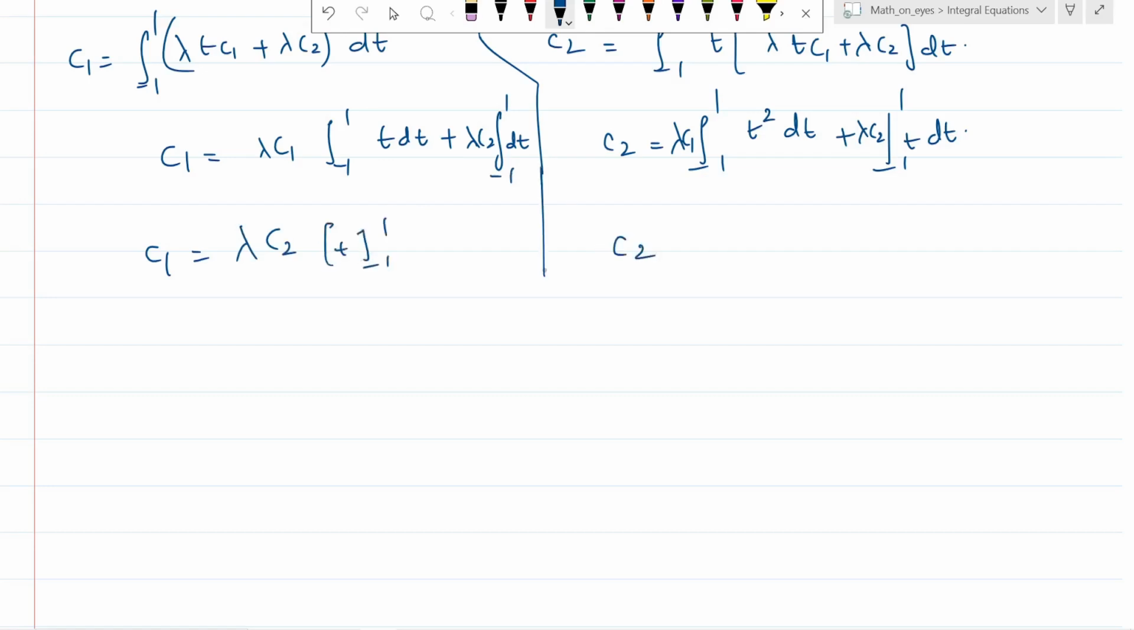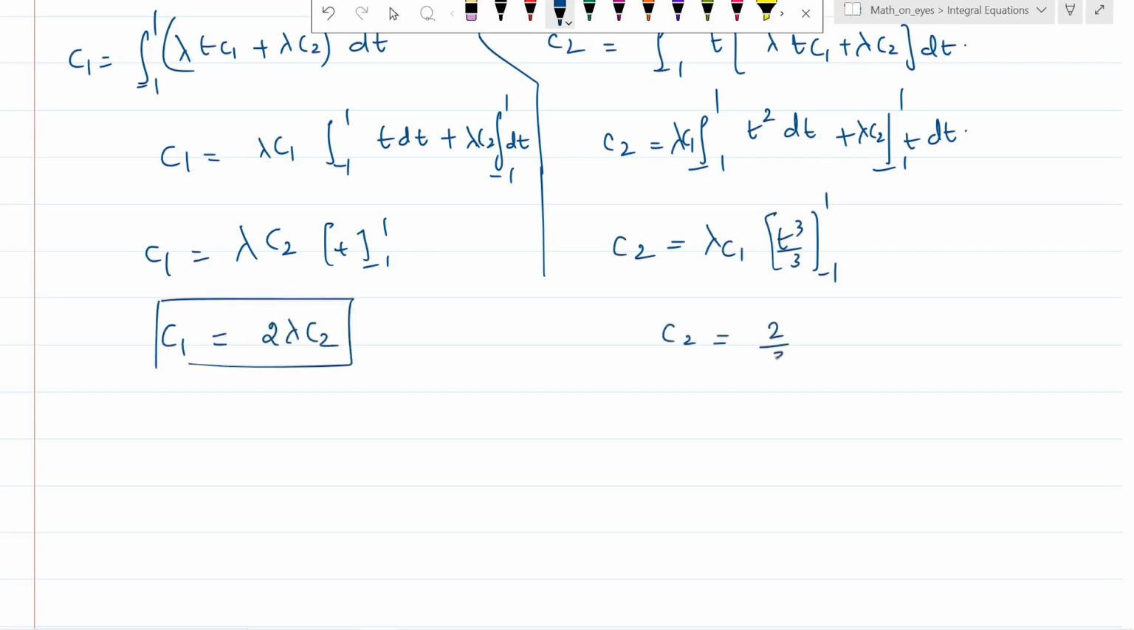Similarly, here c2 will be equal to, this part is equal to 0 since it is the integral from minus 1 to 1 of t times dt, and t is an odd function. So we find only the first integral. So this is lambda c1 into t cube by 3, the lower limit is minus 1, upper limit is 1. So we find c1 is equal to 2 lambda c2, and then c2 is equal to 2 by 3 lambda c1.